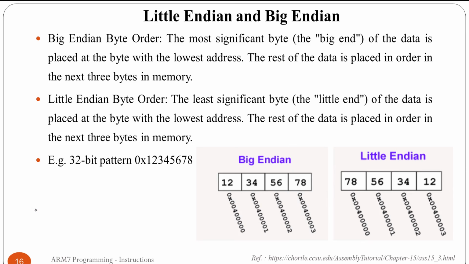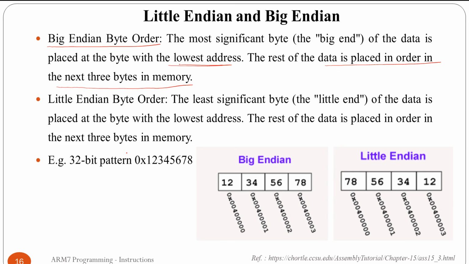So this concept is used when we store 4 bytes of data into 4 different locations. In that case, it is very important to understand at which location which byte is going to be stored. We have two concepts. Big endian, that is byte order: the MSB, that is the most significant byte of data, is placed at the byte with the lowest address. The rest of the data is placed in order in the next 3 bytes of memory.